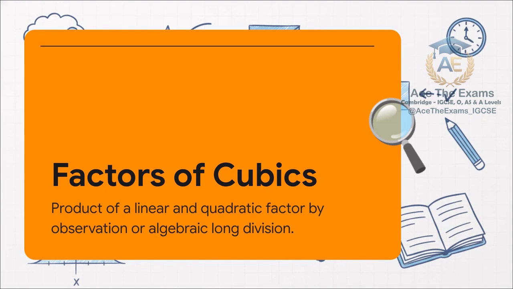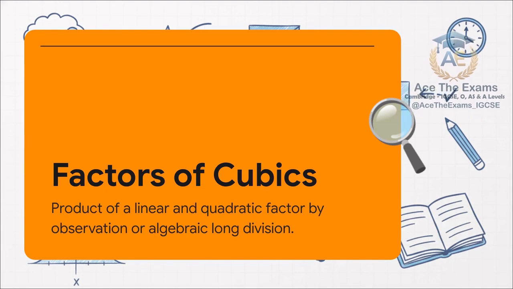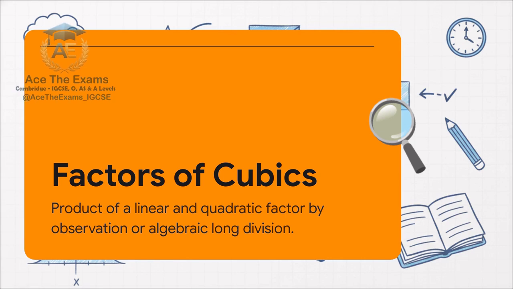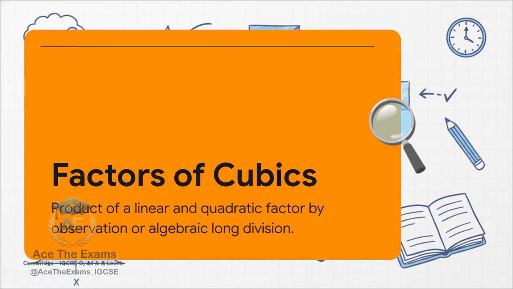So, what exactly is the core task we're tackling? Well, it's finding the factors of cubic polynomials. Basically, obtaining the product of a linear factor and a quadratic factor. You can do this by observation or through algebraic long division. And listen, this isn't just some optional extra. This specific topic appears in every single exam series. It absolutely demands a total mastery of fundamental algebraic principles.